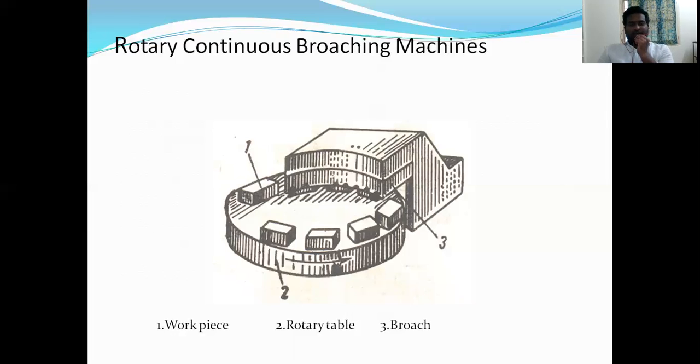While doing the operation, we have to load the workpiece on the rotary table, and after the machining operations, we have to remove the workpiece from the rotary table. Then we get the finished product. The unfinished products rotate on the table and the finished product is unloaded. We have clearly observed this in the diagram of the rotary continuous broaching machine, which has only three parts: the workpiece, the rotary table, and the broach.